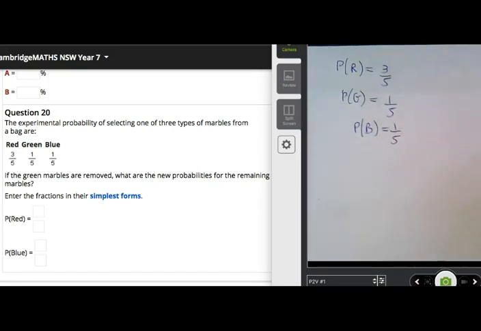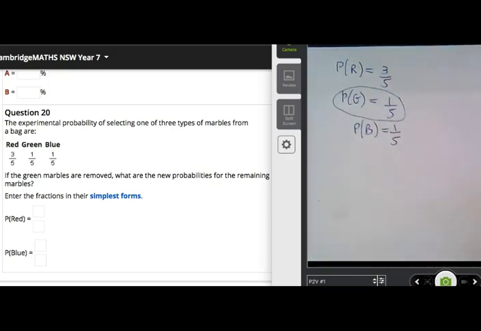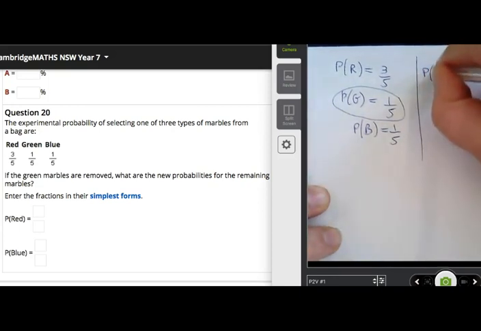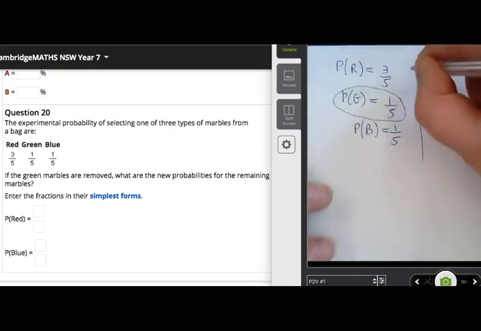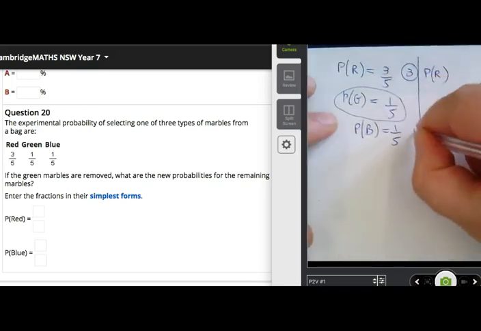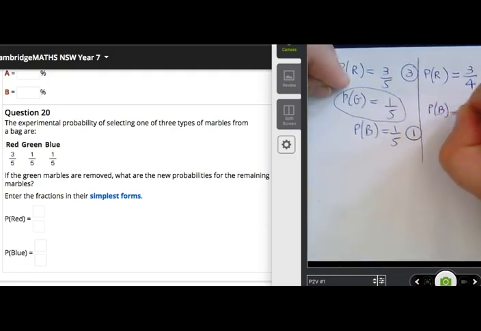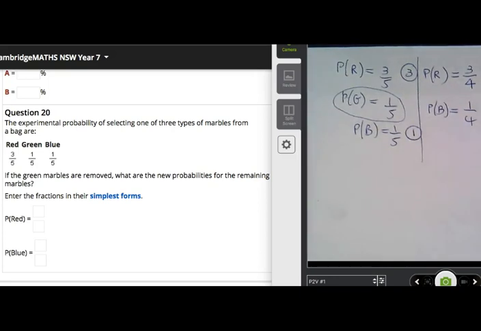Now it says if the green marbles are removed, there's no more green. So won't there only be 4 marbles left? Well, the probability. So yes, we've got 3 red supposedly and 1 blue. That's really the ratio of them. For every 3 red, there's 1 blue. So the probability of red will be 3 out of 4. And the probability of blue will be 1 out of 4. Because we're not saying that there's only 4, but the ratios of the others.